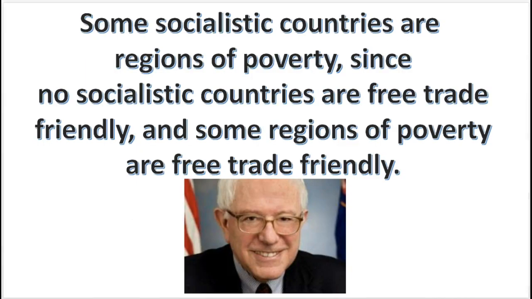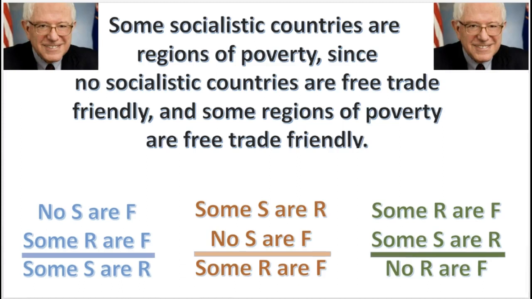Listen to this argument. Some socialist countries are regions of poverty, since no socialist countries are free trade friendly, and some regions of poverty are free trade friendly. Now that can be quite confusing, but you are going to be an expert at deciphering any and all arguments. And for practice problem number 1, which argument form best fits this argument? Now's the time to press pause, because I'm going to give you the answer in 3, 2, 1.